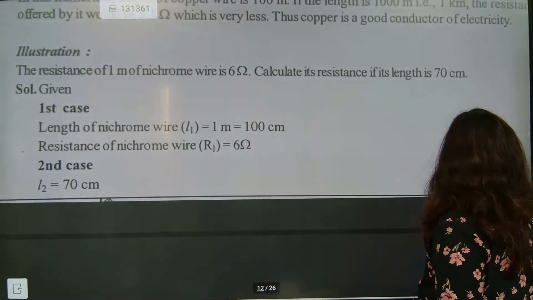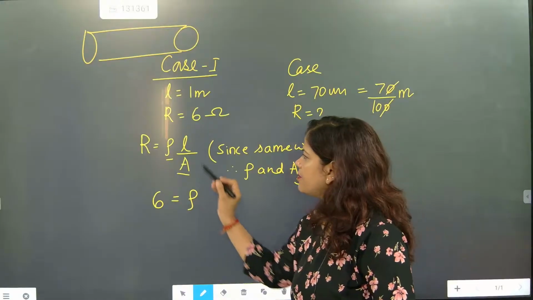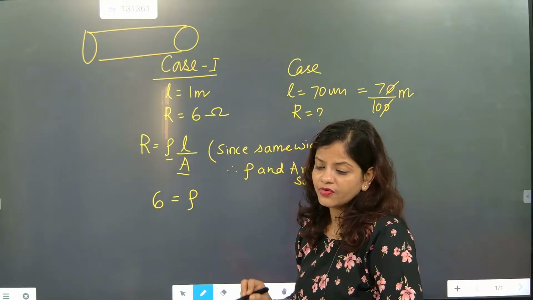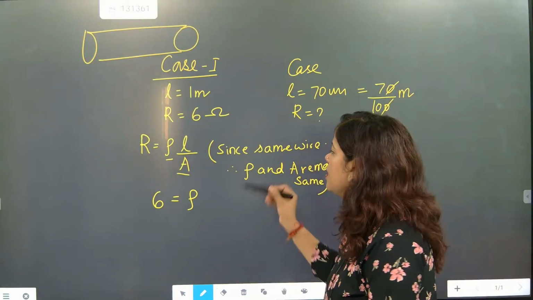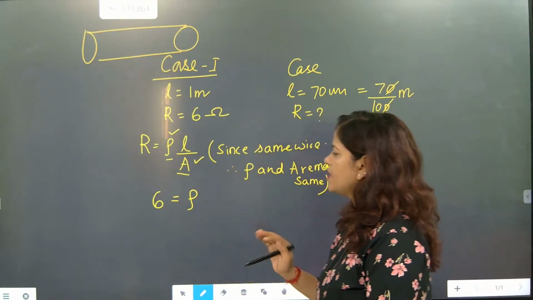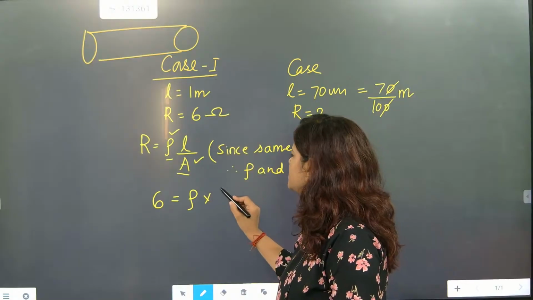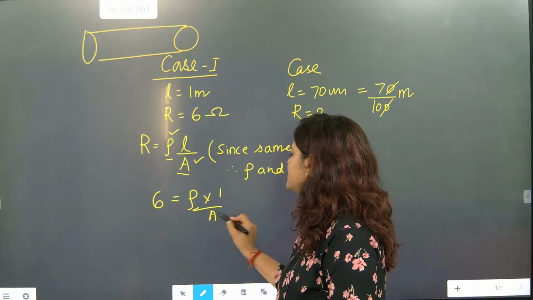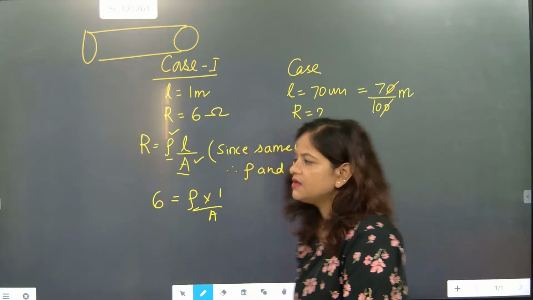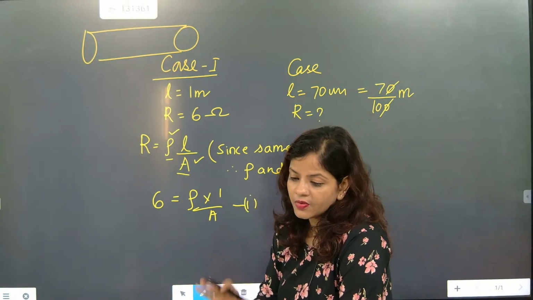Here 70 was there that I needed to check. Now ratio we have to find because they asked for a comparison. What remains the same? Rho remains the same, A remains the same. So this is the same, which means we are not going to change it. Here length is given as 1 and resistance is 6. This is case 1. Case 1 we have solved. It is coming as equation 1.